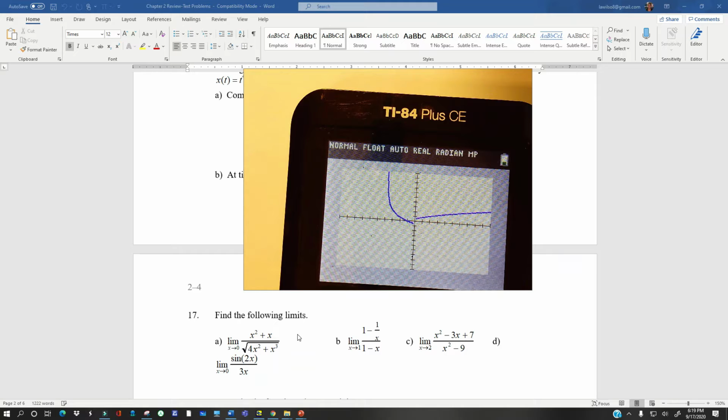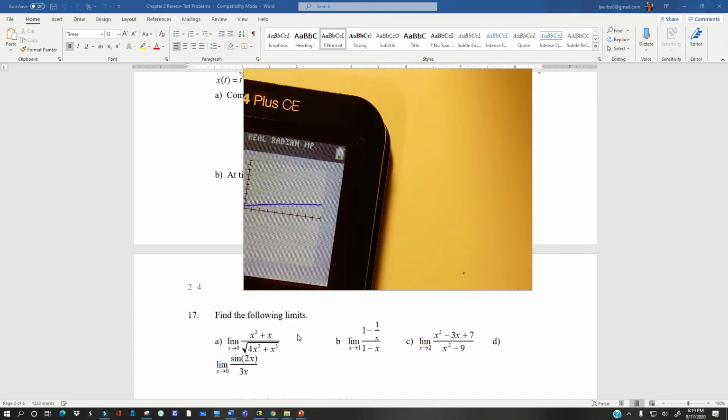So for number 17a, oh my gosh, the cap doesn't want to come off. 17a, the limit does not exist.